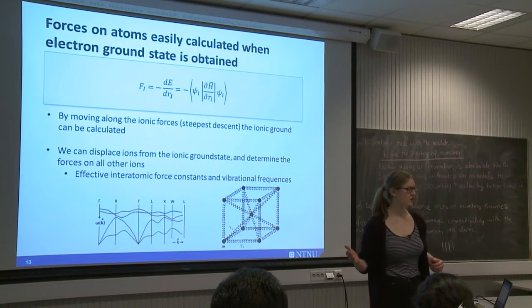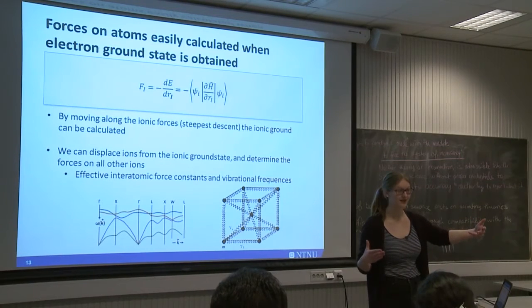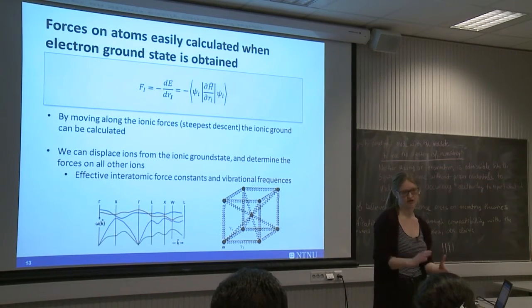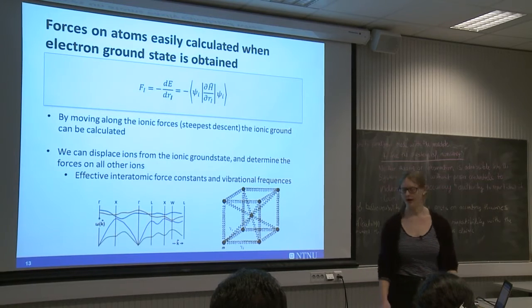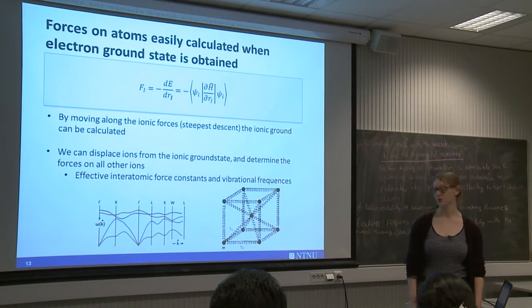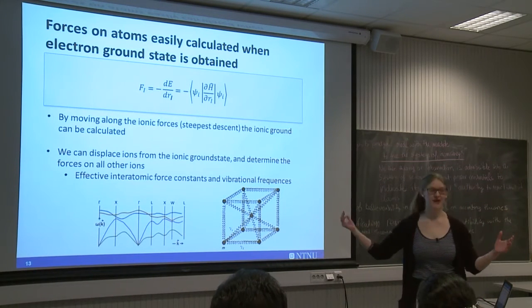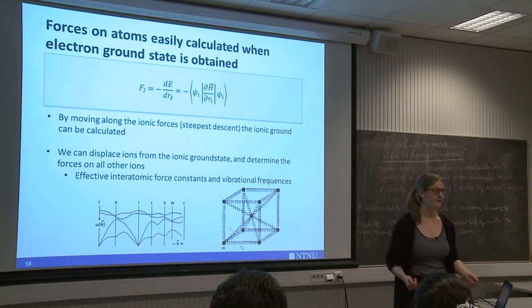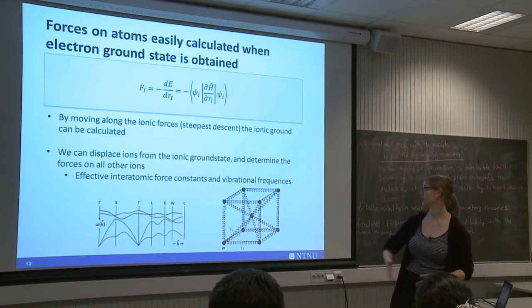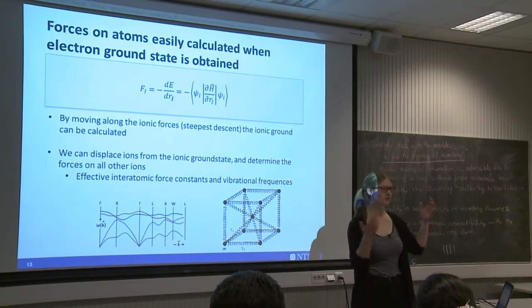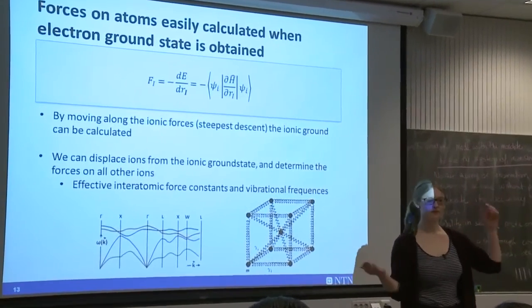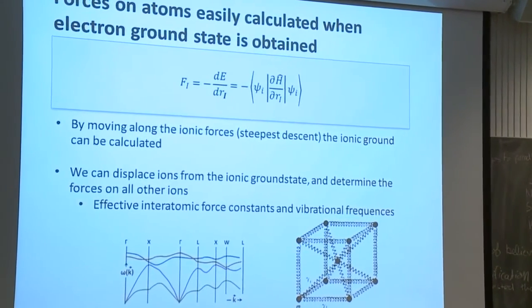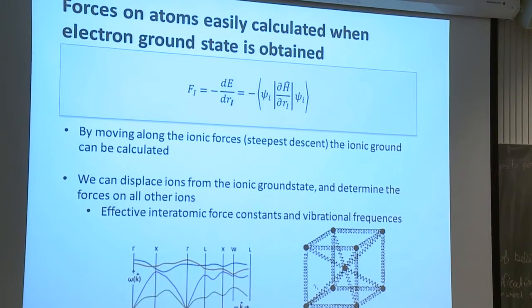So in practice, you use an algorithm. You move it a bit, and then you recalculate the electronic ground state, and then you always move it until you reach some sort of ground state for the ions as well. And when you obtain that, you can go even further and move the ions a bit away from their equilibrium position. Then you can obtain force constants and vibrational frequencies. Yeah, you can calculate the whole phonon spectrum for the ions. There's a lot of possibilities.